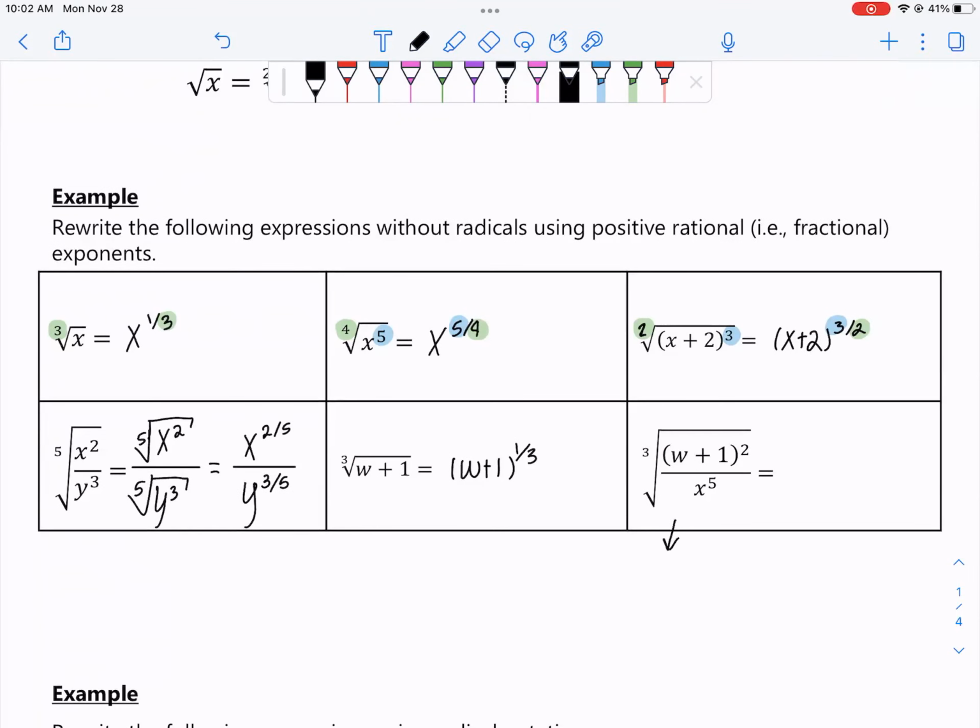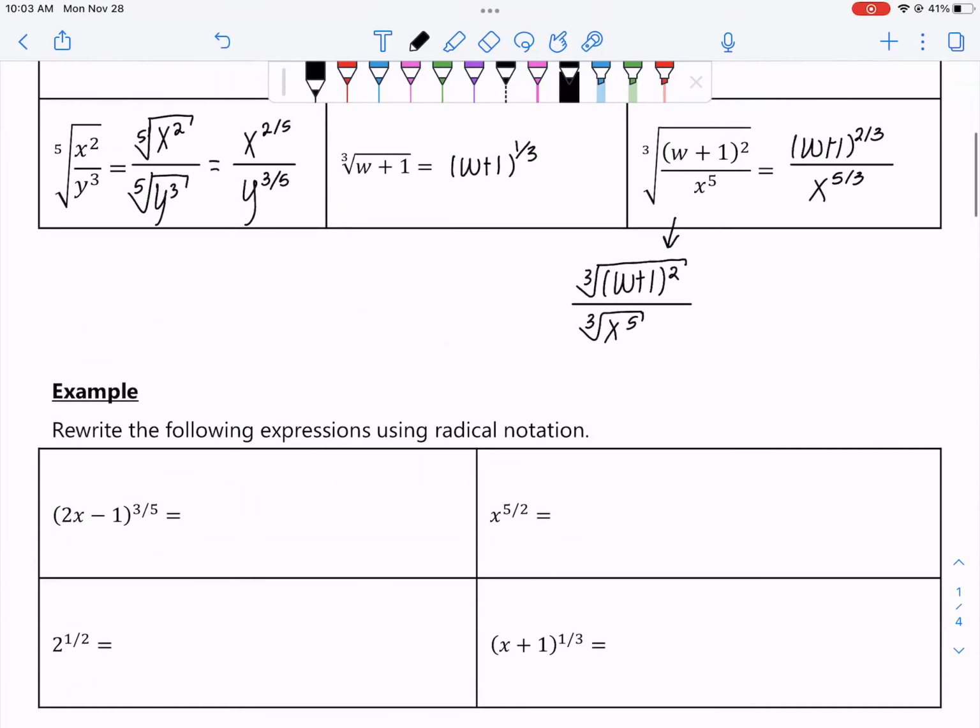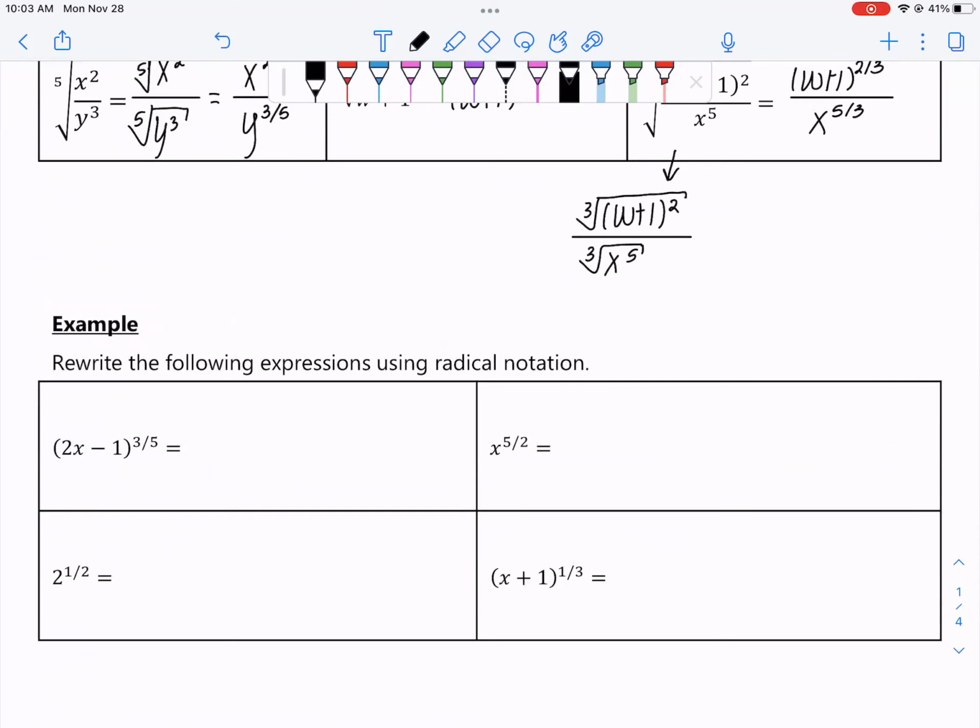Let's come down here for a moment. So this will be the cubed root of (w plus 1) squared all over the cubed root of x to the 5th. And if I rewrite that, I get (w plus 1) raised to the power is 2, root is 3, all over x raised to the power is 5, root is 3. And there you go.